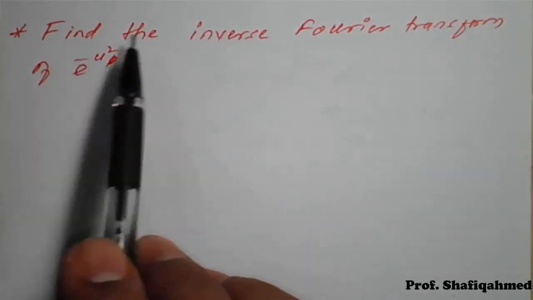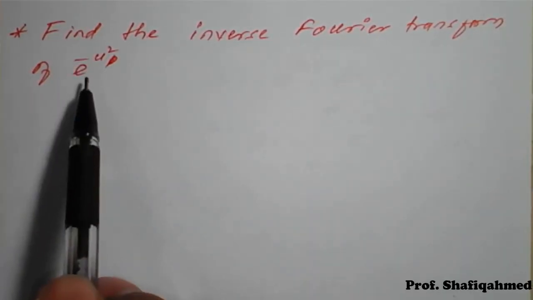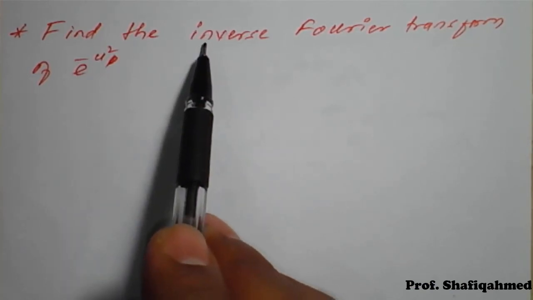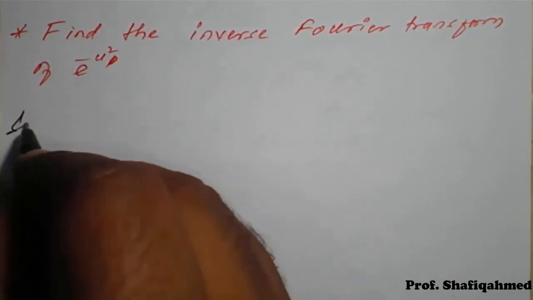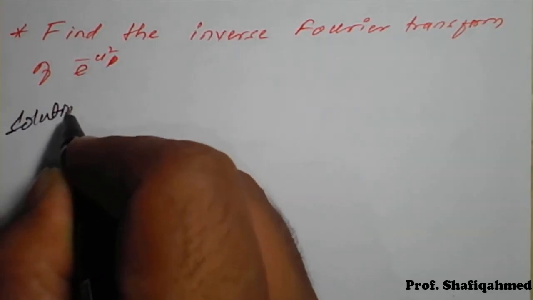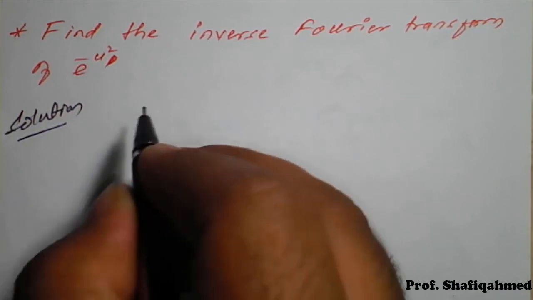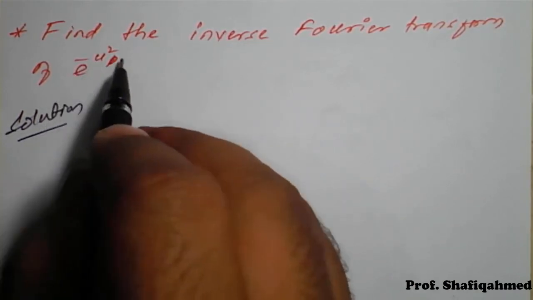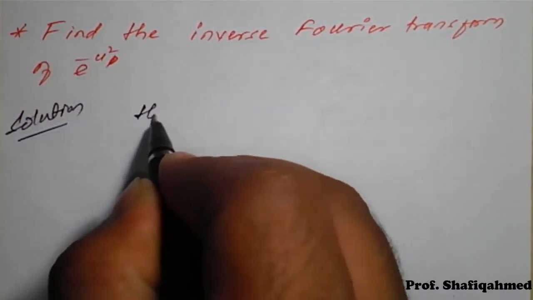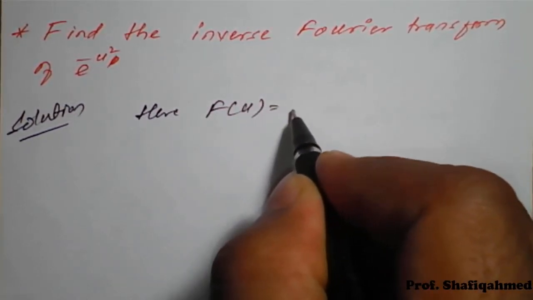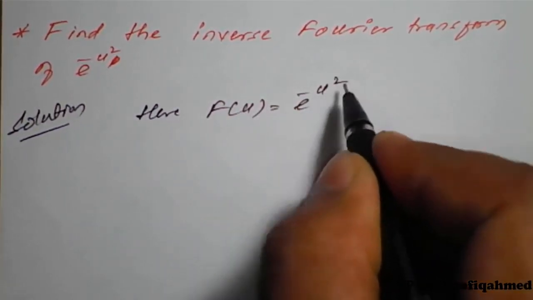The problem is find the inverse Fourier transform of e raised to minus u square. So what we need to find? Inverse Fourier transform. Solution. So we need to find the inverse Fourier. Here the given part is capital F of u is equal to e raised to minus u square.